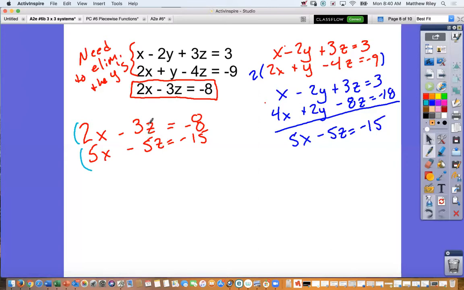X. And that's perfectly fine. So if you notice that I have a positive 2 on top, I need a 2 on the bottom. I've got a 5 on the bottom, I need a 5 on top. But one of them has to be what? Negative. And it doesn't matter which one, so I'm going to make the top negative. So distribute it.